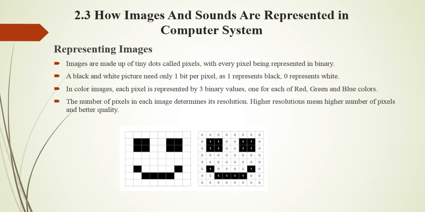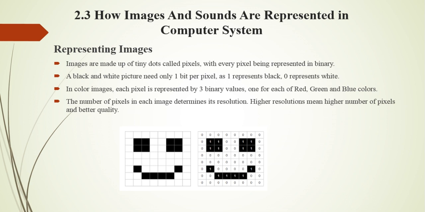Our next topic is how images and sounds are represented in computers. First, see how images are represented in a computer system. Images are made up of tiny dots called pixels, with every pixel being represented in binary. A black and white picture needs only 1 byte per pixel, as 1 represents black, 0 represents white. The type of data that is used to provide information such as dimensions and the resolution of an image is called metadata. The computer needs metadata to know the size of an image.